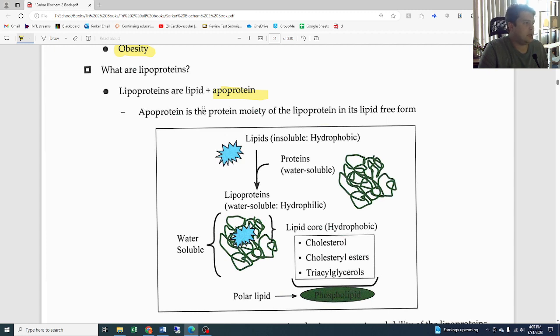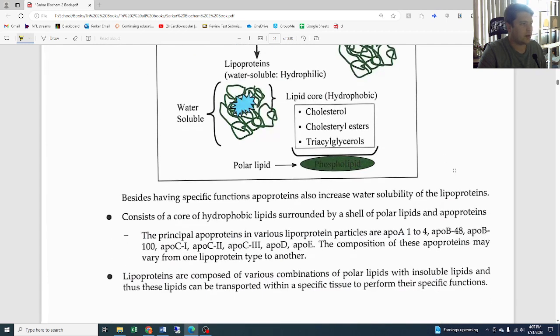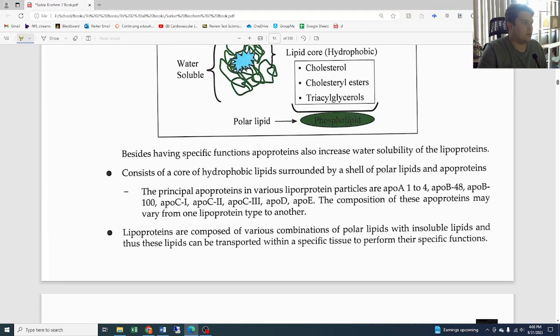Apoprotein is the protein moiety of the lipoprotein in its lipid-free form. So it's the protein that's all been folded up. The lipids are insoluble, the proteins are water-soluble. You get lipoproteins, which are now water-soluble. So you have a lipid core with a water-soluble exterior, and they can move and transfer and enter different cells and go through the blood.